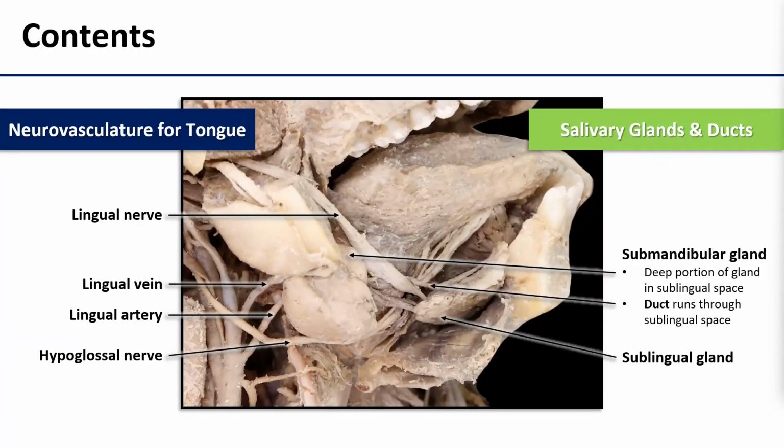For being such a small fascial space, the sublingual space is home to a surprisingly large number of structures, and these tend to fall into one of two categories. So we will have neurovasculature for the tongue, and then we have salivary glands and their associated ducts. Because there are fewer of them, we're going to start off taking a closer look at the salivary glands.